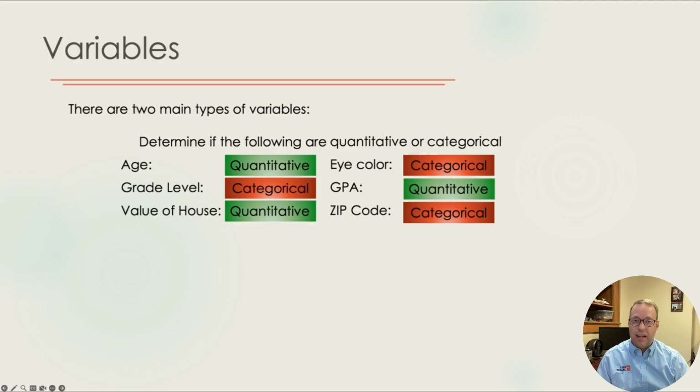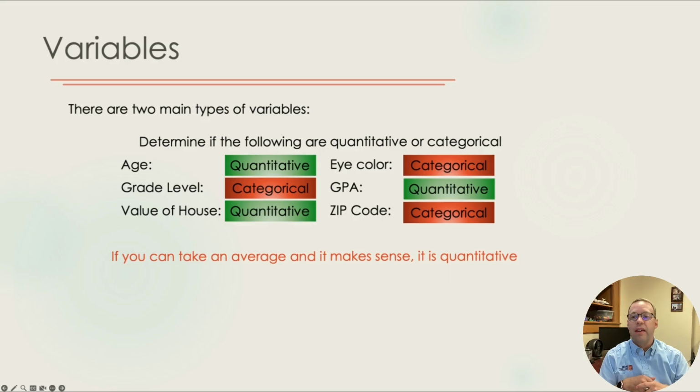And that makes sense because one particular zip code is talking about one group of people. Another zip code is talking about another group of people, and so on. So zip codes are meant to categorize or group people into areas. Again, here's the takeaway. If you can take an average and that average makes sense, then it's going to be quantitative. If instead the variable is intended to separate people into groups, then it would be a categorical variable.